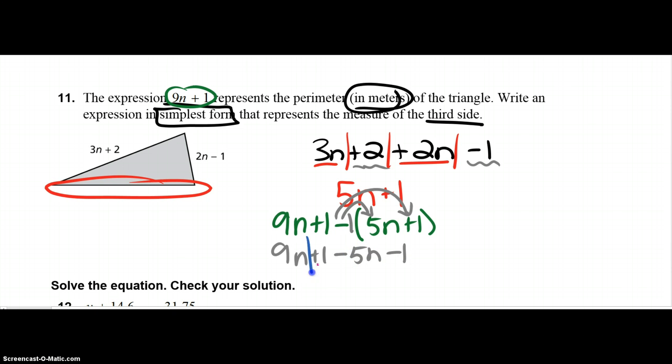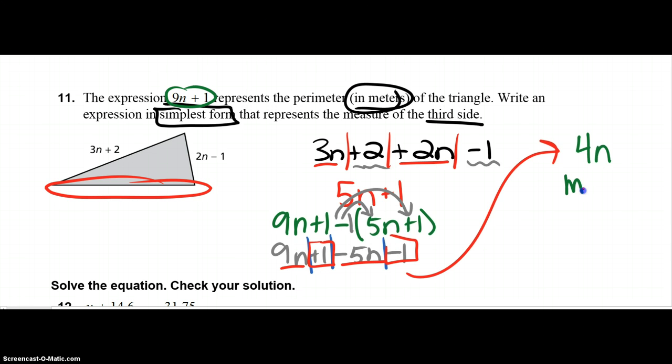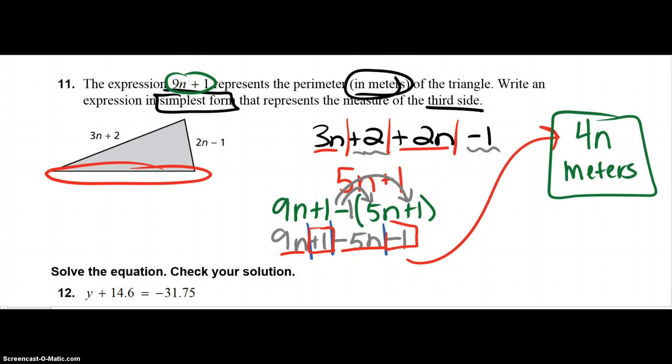So I have 9n plus 1 minus 5n minus 1. Now here, again, I'm going to do that step where I identify my like terms. I have a 9n and a negative 5n, a positive 1 and a negative 1. So if I have a positive 9n and I take away 5n, I am left with 4n. And then I have a positive 1 and a negative 1, so those cancel out. So my final answer here should be 4n meters. That is the missing side length for this third side of the triangle. So when we add all those side lengths together, we get 9n plus 1. So it should be 4n meters there.